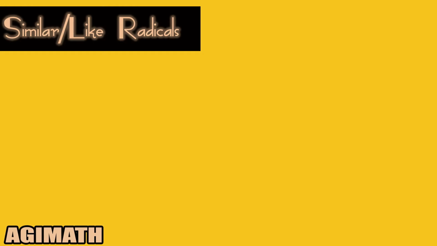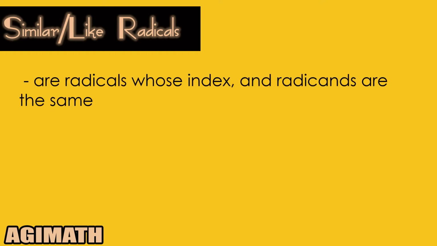define to you what are similar and unlike radicals. These are radicals whose index and radicands are the same. So I think at this moment you already know what is the index and what is the radicand. So again, similar radicals are radicals whose index and radicands are the same. Example, square root of 5 and 3 square root of 5.